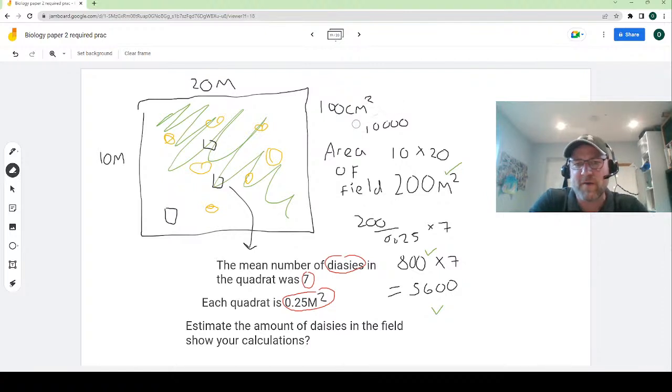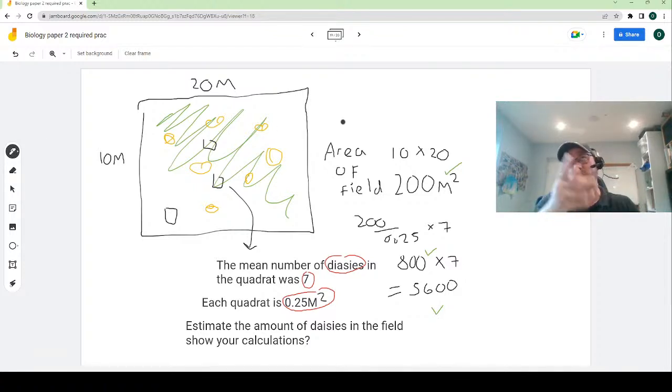Yeah, watch out for conversions. If you're doing cubed, 1 centimeter cubed into meters cubed, then there's a million. So 1 meter cubed has 1,000,000 centimeters cubed in it, because it's 100 times 100 times 100. So just remember those conversions can be a little bit tricky. Right, enough of my waffle.